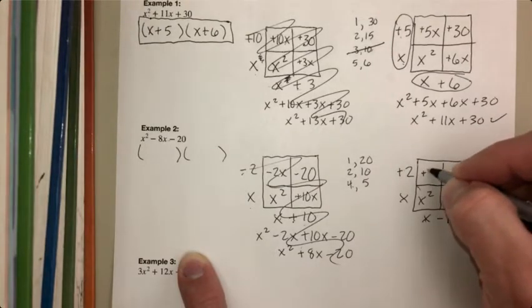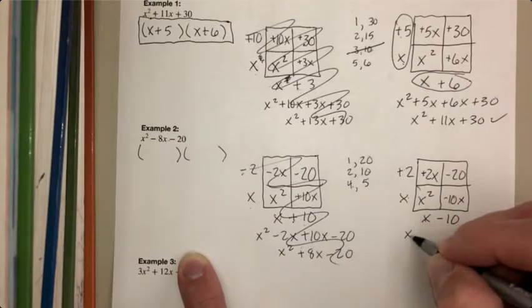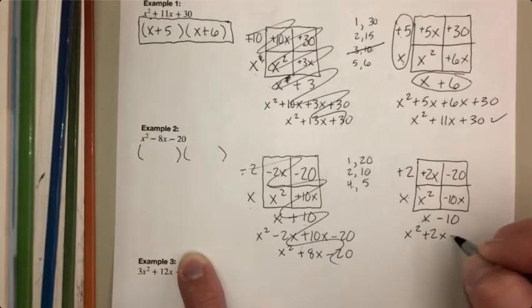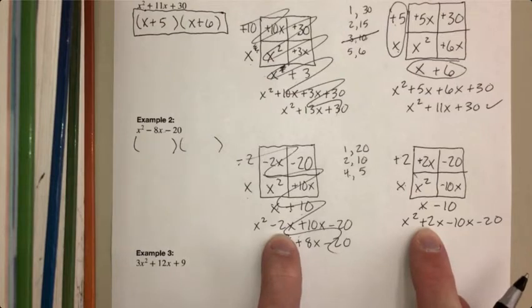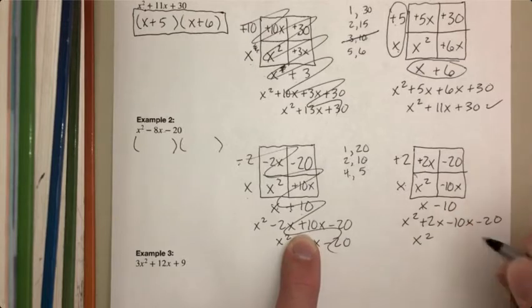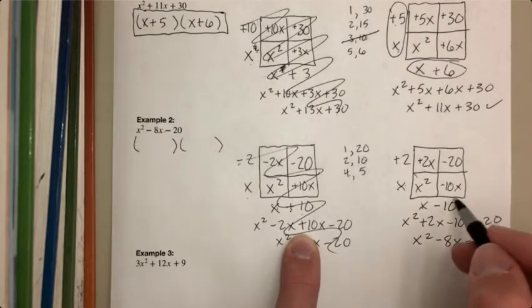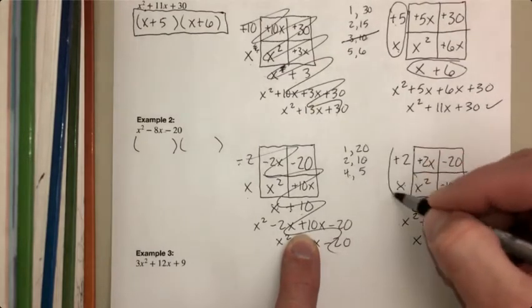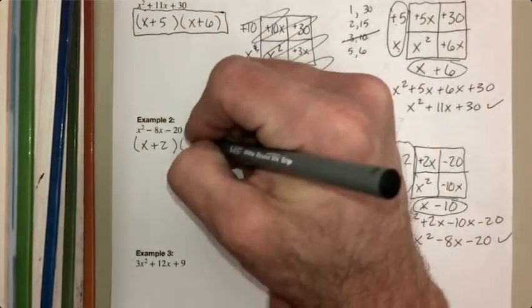So let's do our multiplication here. All right, this looks a lot more promising. Cool. So now notice how instead of a minus 2x, I have plus 2x, and I have a minus 10x instead of plus 10x. Those 2x minus 10x is going to be negative 8x minus 20. That's exactly what I want it to be. So here now are my two factors, so x plus 2 and x minus 10.